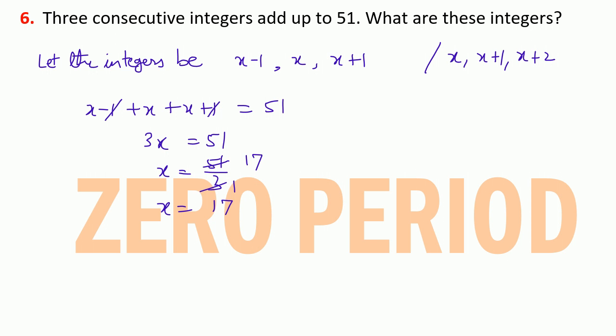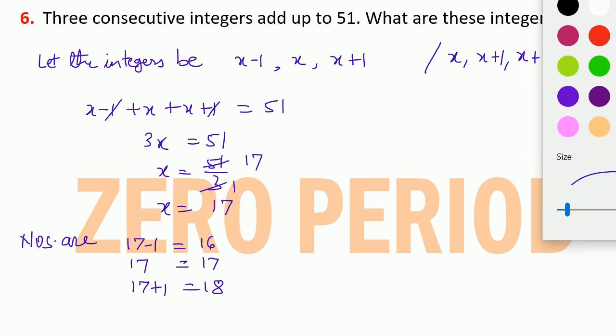X is 17. So, if x is 17, then the numbers are 17 minus 1, 17 and 17 plus 1. 17 minus 1 is 16, it is already 17, and this will be 18. So, these are the numbers using this way, and if you go through the other way, you can see the solution too.